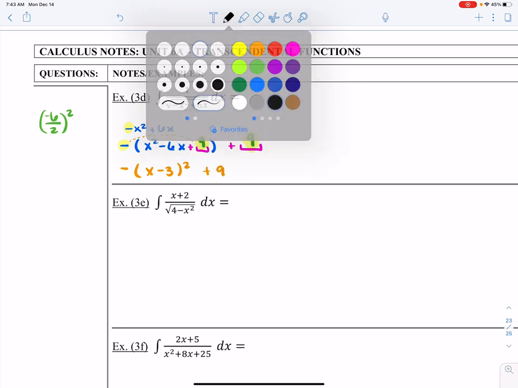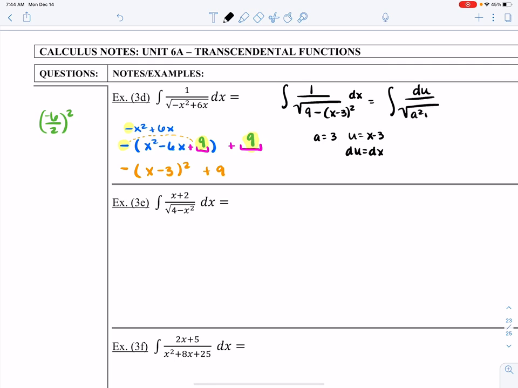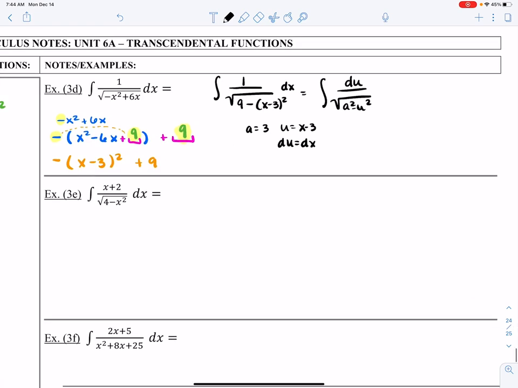So let's rewrite our problem. I now have the integral of 1 over the square root of 9 minus (x minus 3) squared. If I make a equal to 3 and I make u equal to x minus 3, which will make du equal to dx, I forgot my dx. I've got du over the square root of a squared minus u squared. Guys, this is just arc sine. So it wasn't a super obvious arc sine from the beginning, but it ends up being arc sine.